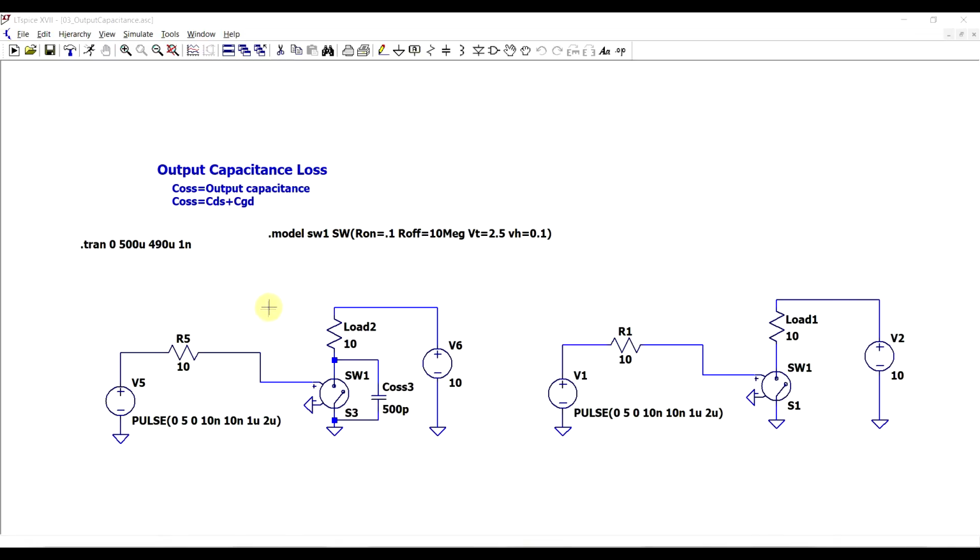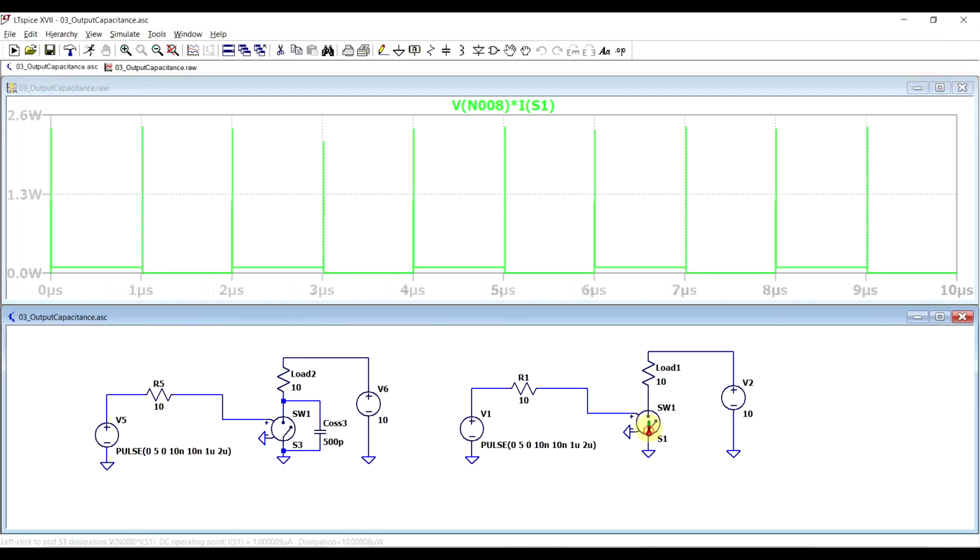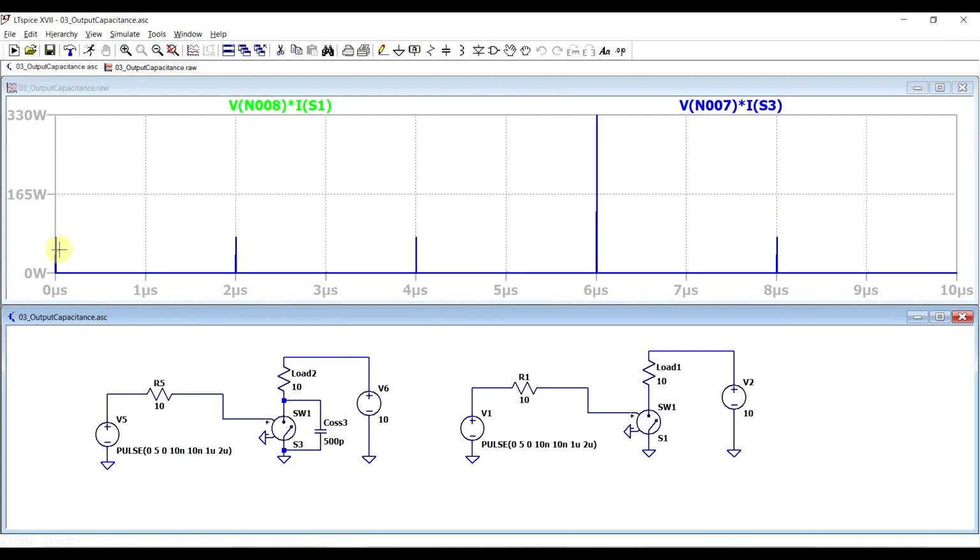Now, it might be important to mention at this point that the output capacitance of a transistor is comprised of the drain source capacitance and the gate drain capacitance, both of these normally being present in the datasheet. But for simplicity, I will only be using a single capacitor in the equivalent model. So I took the previous circuit that only had the resistive load and added this extra capacitor, and if we run the simulation and compare the two, so first of all we have the power dissipated on the old circuit and the power dissipated on the new one.